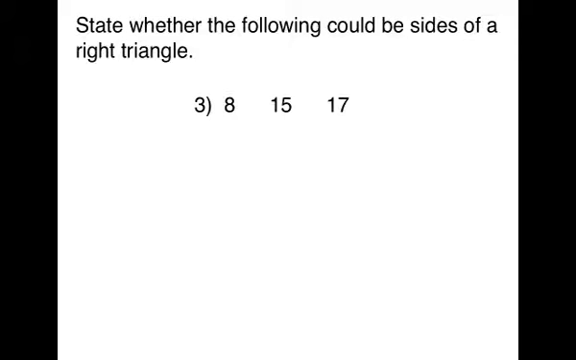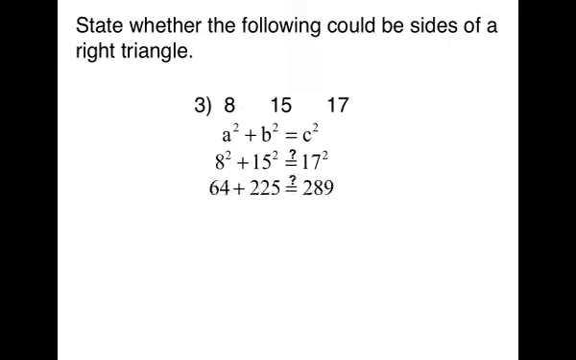Would you try this one? Decide if this is a right triangle. So we have a squared plus b squared is equal to c squared. So we'll have 8 squared plus 15 squared. Is that equal to 17 squared? I'll add those up. 289 equals 289. So yes, this is a right triangle, as I'm sure you are so excited to find out.